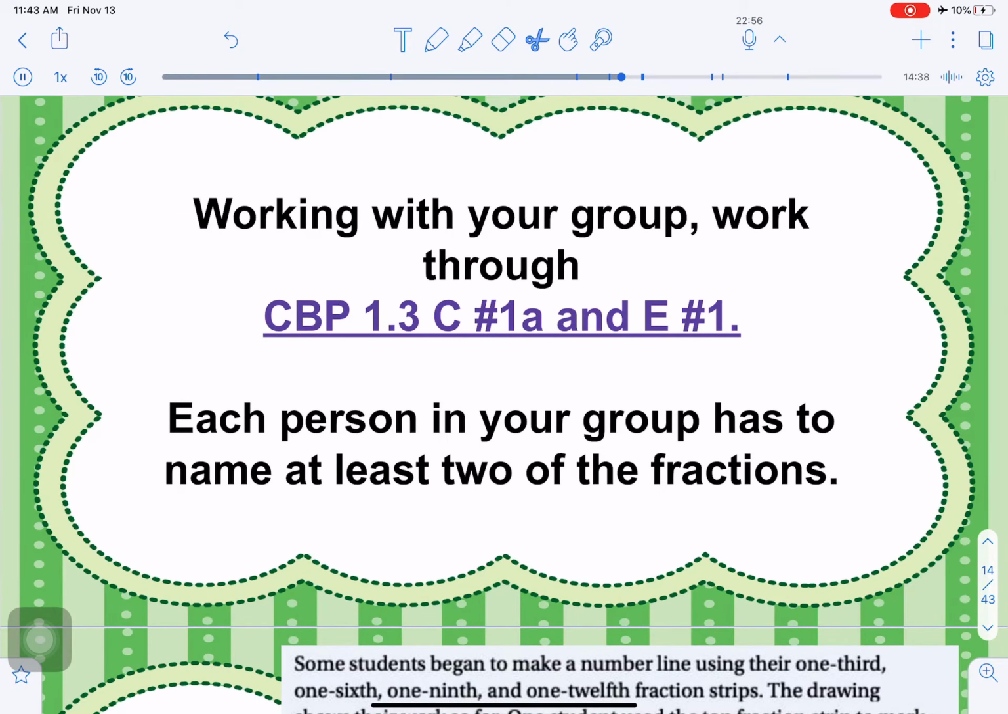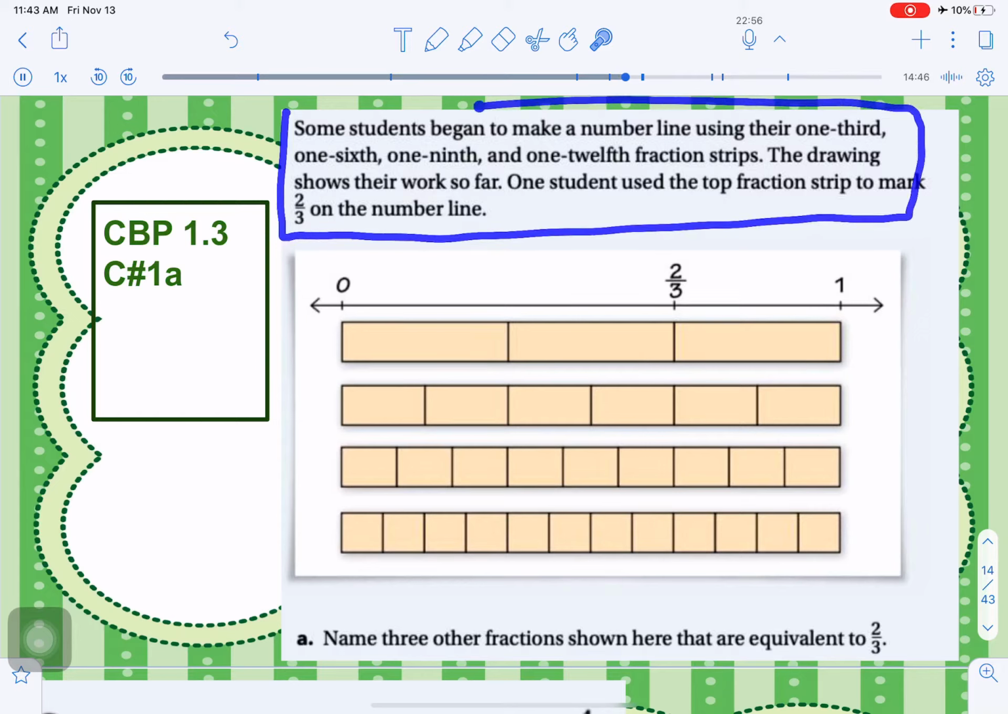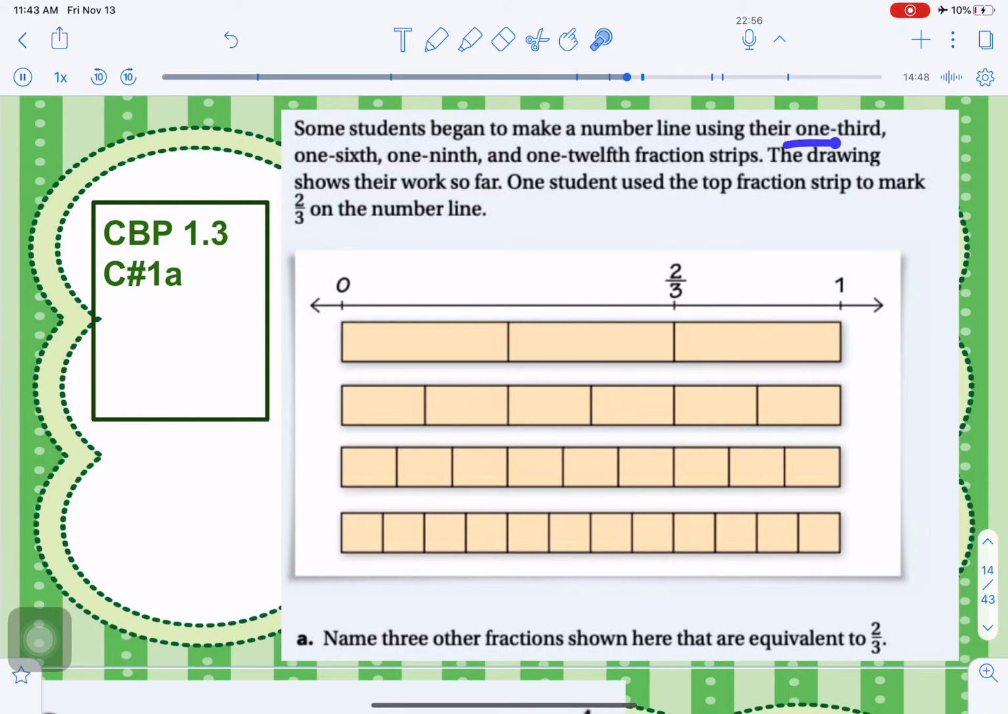So the question says, actually not the question, there's some information, and it says, some students began to make a number line using their 1/3, 1/6, 1/9, and 1/12 fraction strips. The drawing shows their work so far. One student used the top fraction strip to mark 2/3 on their number line. And the question says, name 3 other fractions shown here that are equivalent to 2/3. So go ahead and pause this video, label those parts, and then check back here when you are done with that to see if you were right or wrong.